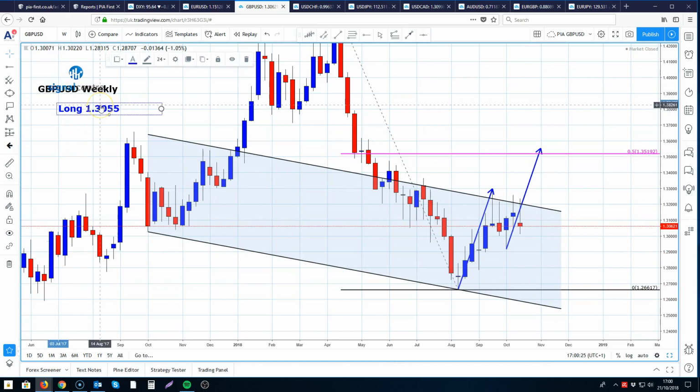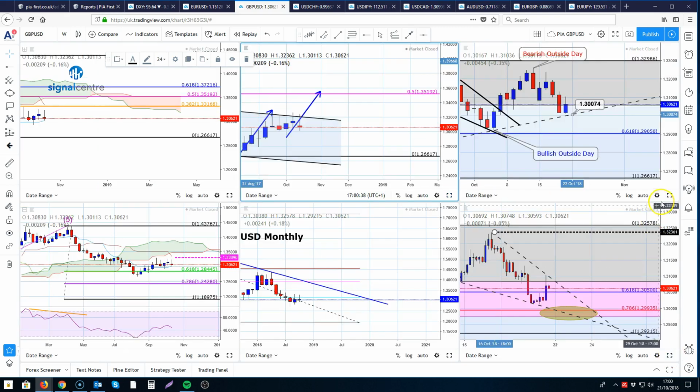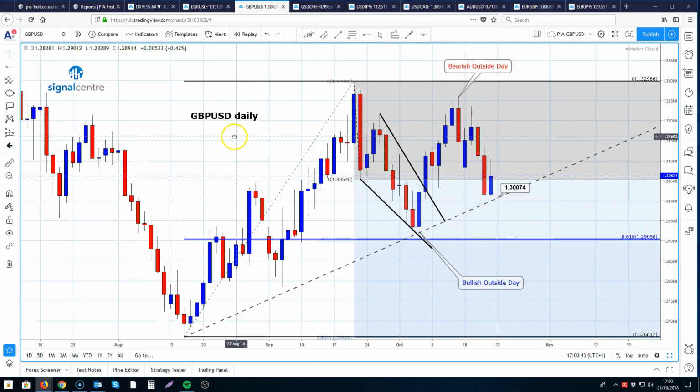We were long at 130.55. We actually got stopped at 130.60. Yeah, stopped on a flat trade. We're still looking for this ABCD formation to play out. But if I go down to a shorter time frame, this is the daily. Okay, we've got no reversal formations here. We've also got no bespoke support or resistance levels.